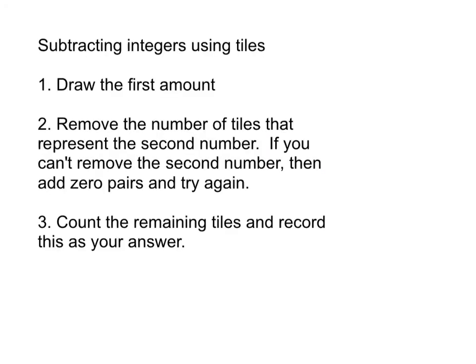The rules for subtracting integers using tiles are that you draw the first amount, then you remove the number of tiles that represent the second number. If you can't do that, if the second number is not represented, then you need to add 0 pairs and just try again. Finally, you count the remaining tiles and record this as your answer.